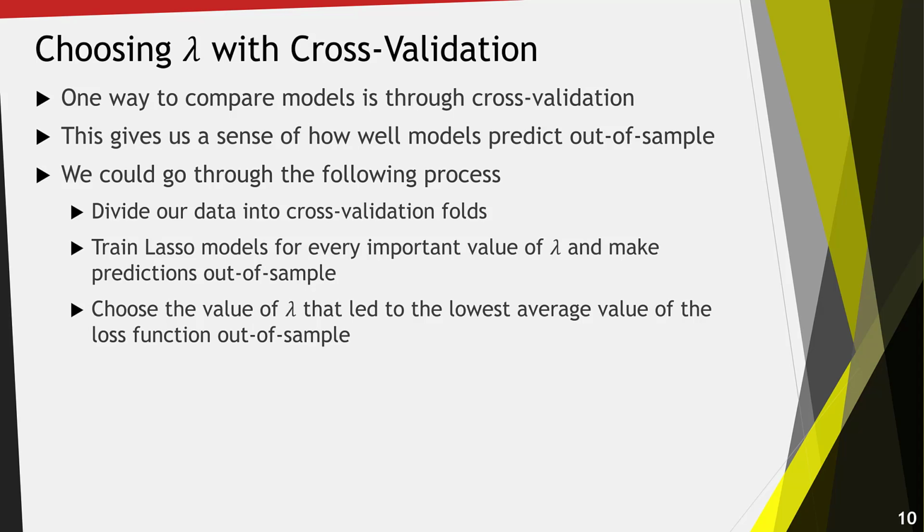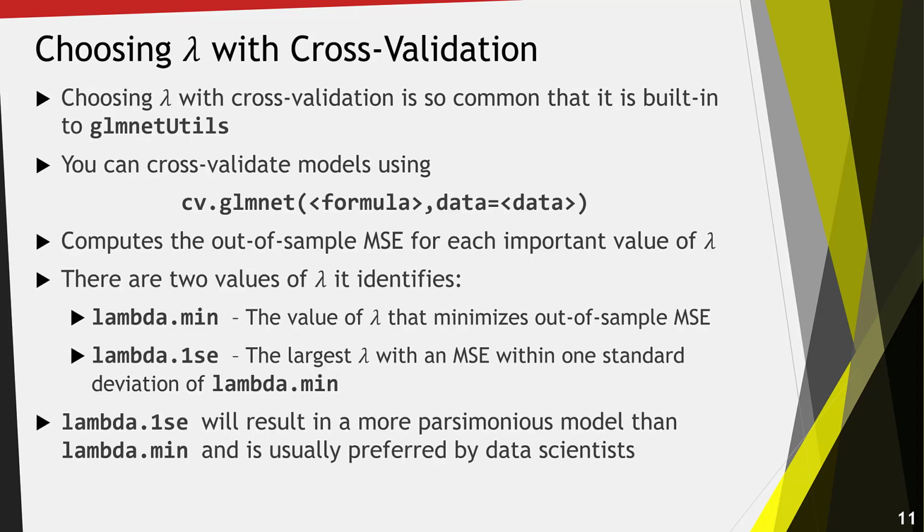So you could think we could go through the entire cross-validation process, where we divide our data into cross-validation folds, we train Lasso models for every important value of lambda and make predictions out of sample, and then we choose the value of lambda that led to the lowest average value of the loss function out of sample across all of those folds. This seems like a lot of coding. The fact is that choosing an optimal lambda with cross-validation is so common that it's built into glmnet utils.